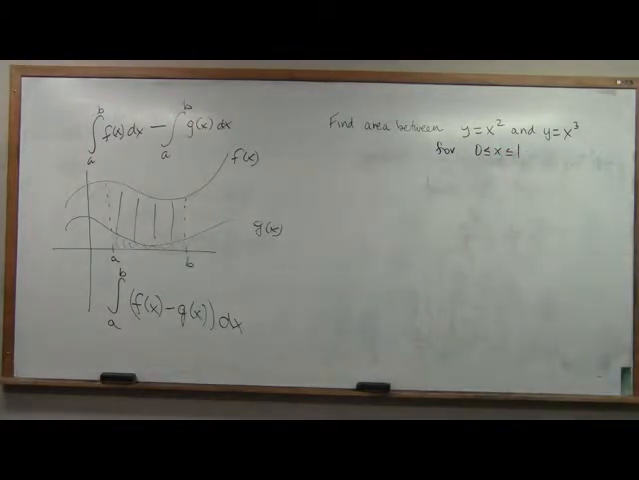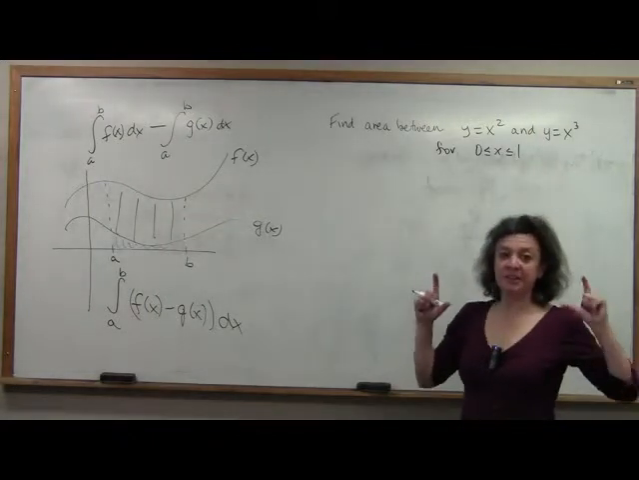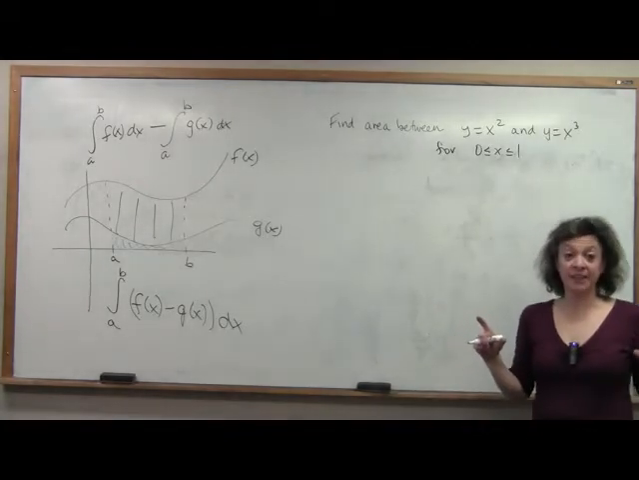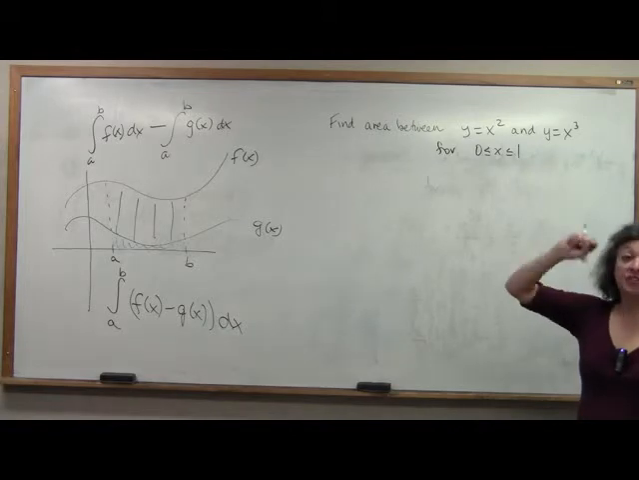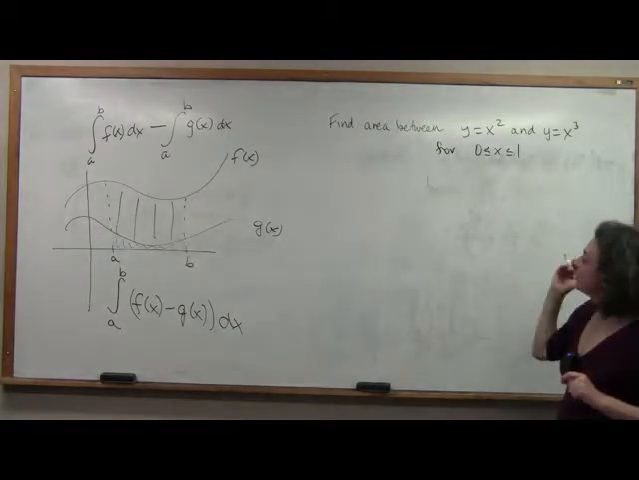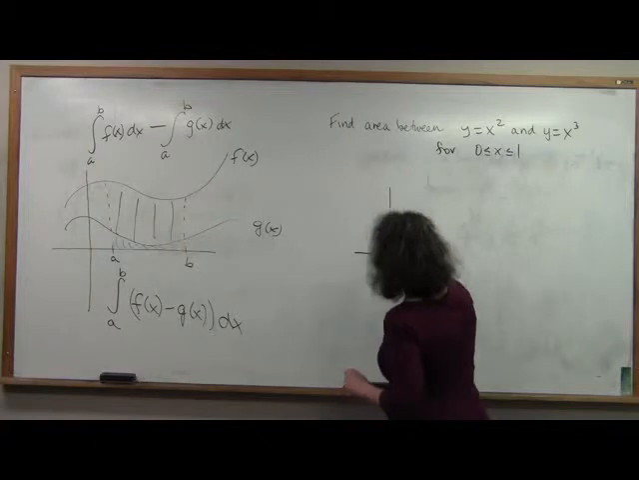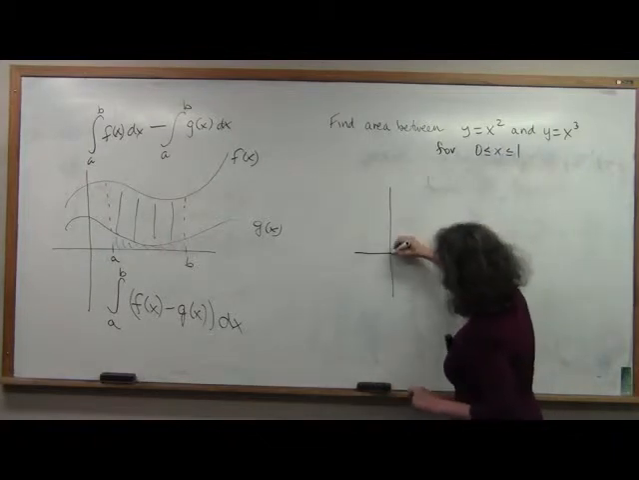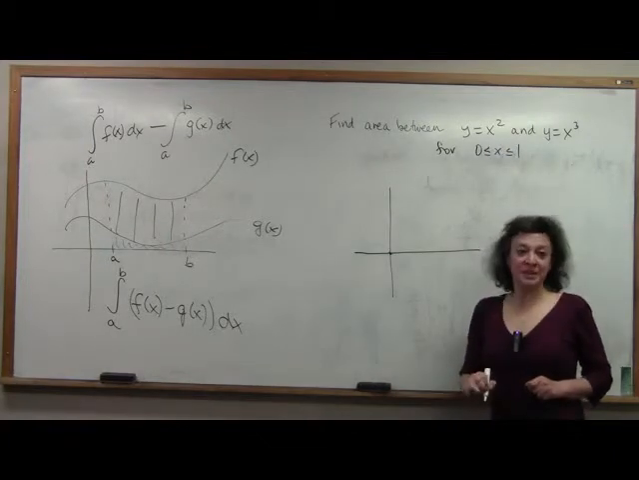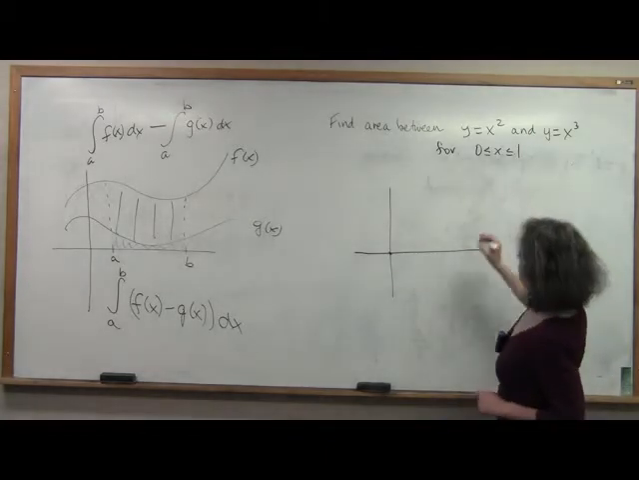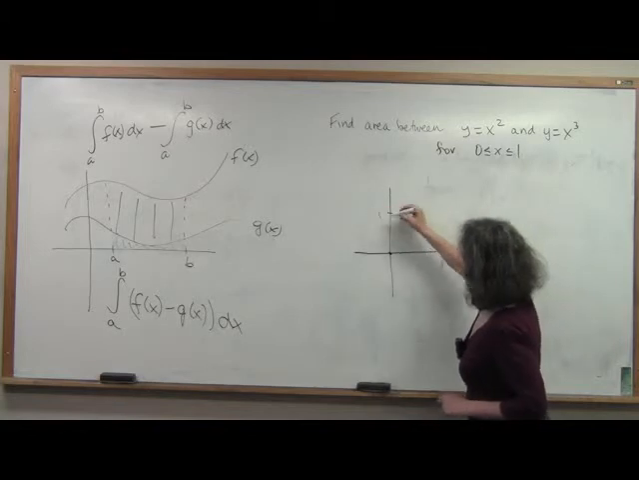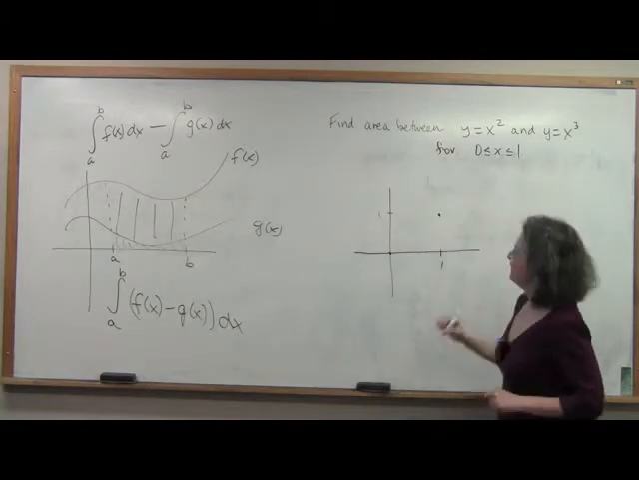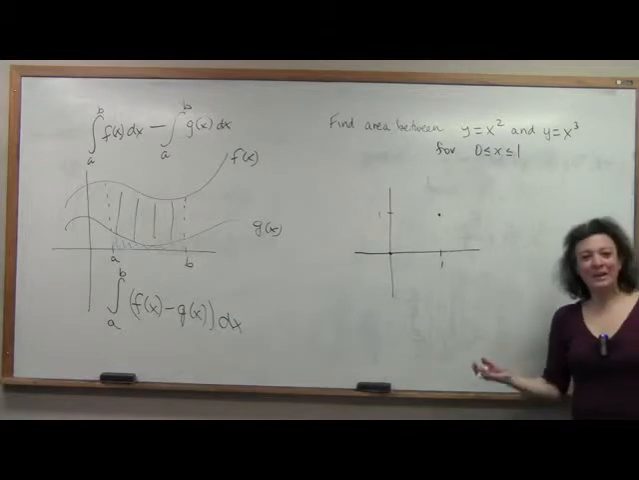Okay? So we know we want to find the area between two curves. That tells us that we're going to be computing a definite integral. The question is, between 0 and 1, which function lies on top of the other? Well, let's look. When x is equal to 0, both of these are equal to 0. When x is equal to 1, well, 1 squared is 1, and 1 cubed is 1. So at this point, we don't know.